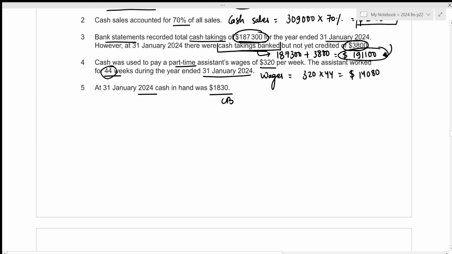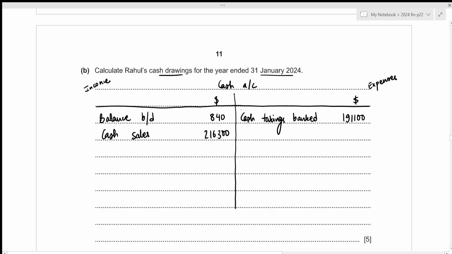Then we also calculated the total cash wages. Then we've also calculated the total wages for the year. And again, this will be a part of our expense. So we need to record this on the credit side. These are the wages paid. And the amount is of 14,080.